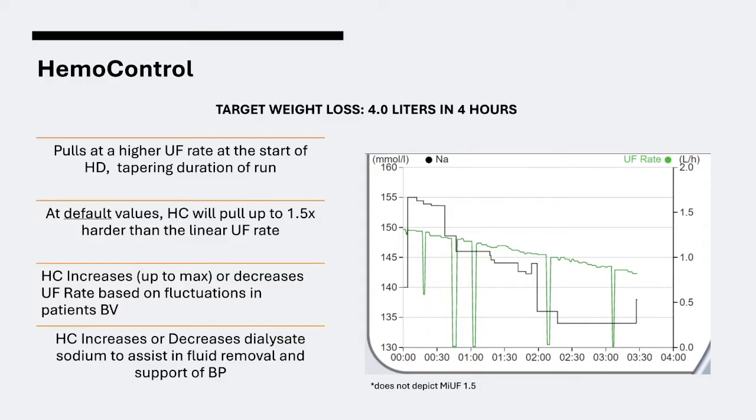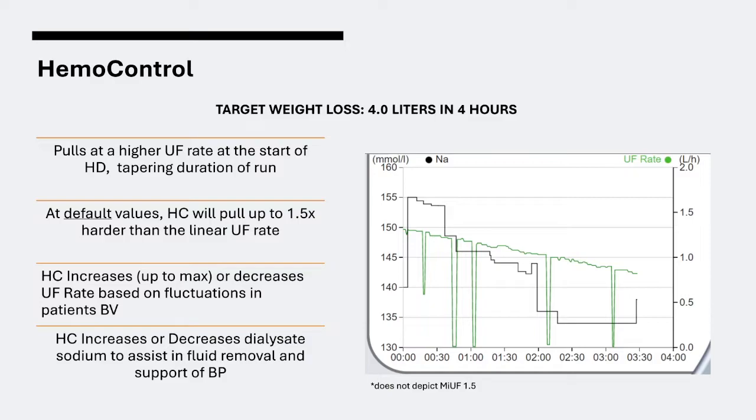So if we're utilizing HemoControl, it's actually going to pull at a higher UF rate at the start of dialysis and taper that rate over the duration of the run. When our patients first arrive, they have the most fluid on board that they're going to have, the highest accumulation of waste products, and electrolytes may be out of whack. So HemoControl is going to pull at a higher rate at the start of dialysis when they have the most fluid available that we can take from them.